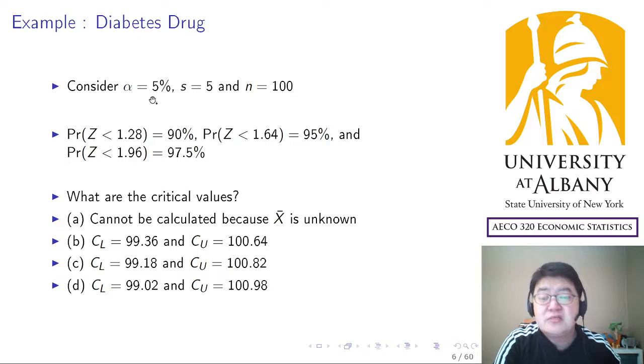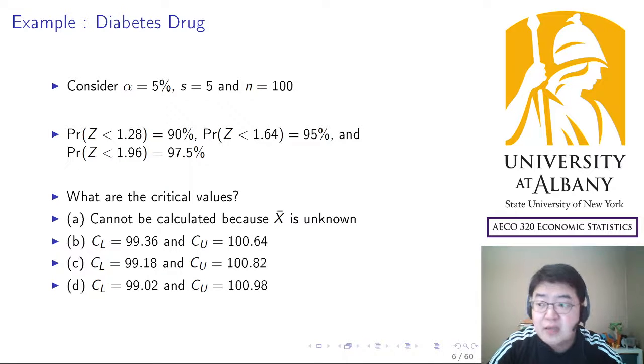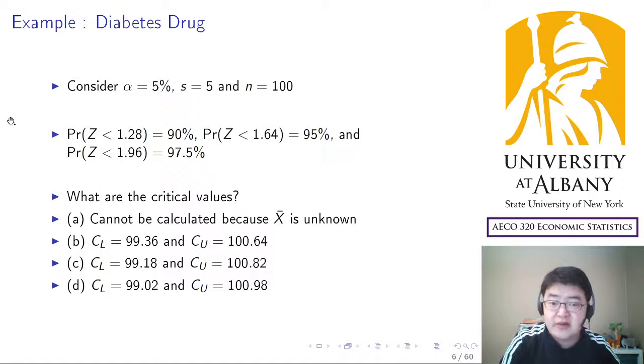And I am going to consider 5% significance level, standard deviation of 5, and sample size 100. Just in case, I gave you the relevant numbers, you may need this information. Given this information, what are the critical values? Calculate critical values for this test. And I'm going to stop the video here. After calculating the critical values, continue to the next one. See you in the next video.